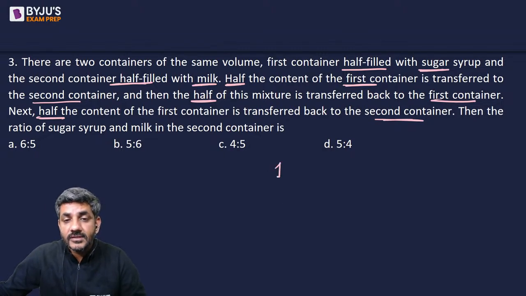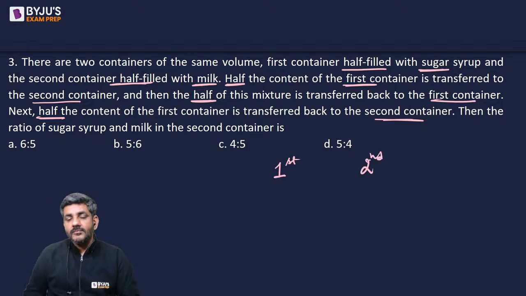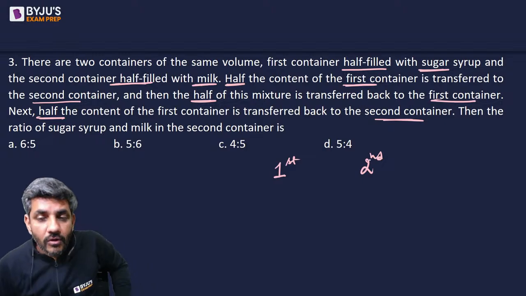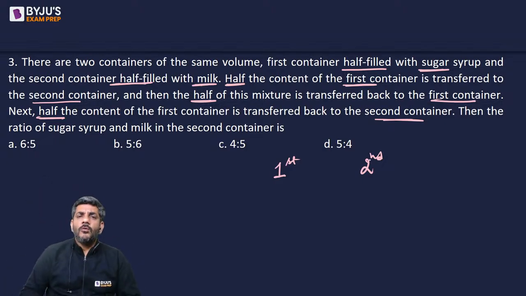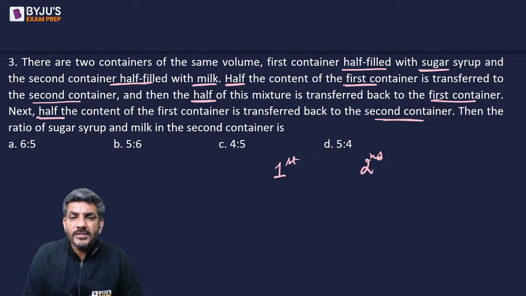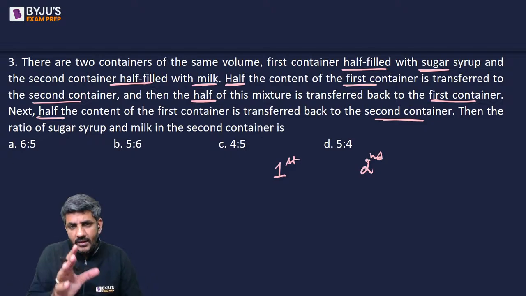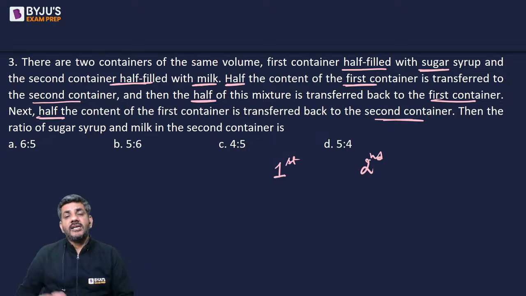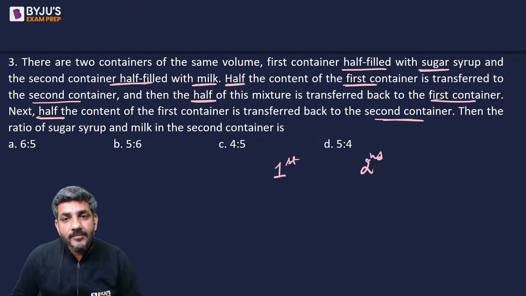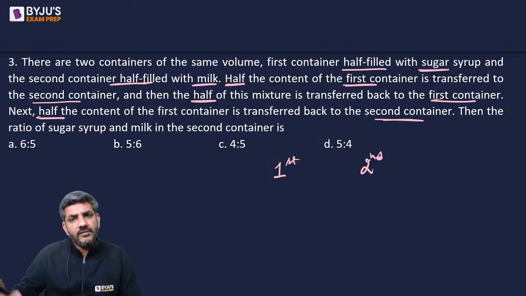So there are first container and second container. First container has got all sugar, second container has got all milk. Generally, what do we do? We assume the volume of these two as x liters. First has x by 2 sugar because it is half filled. Second has x by 2 milk because it is half filled. Then half of this first is transferred to second. We calculate that. Then we transfer here, half we transfer there.